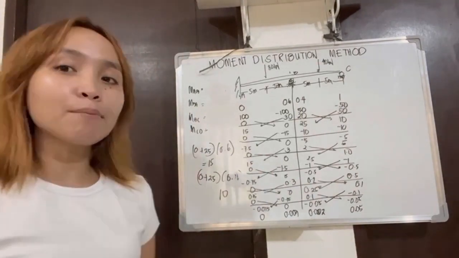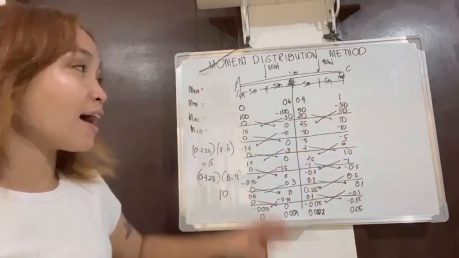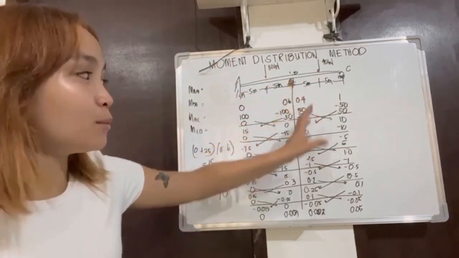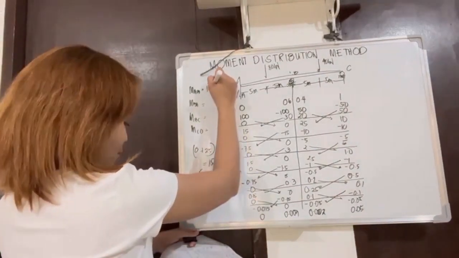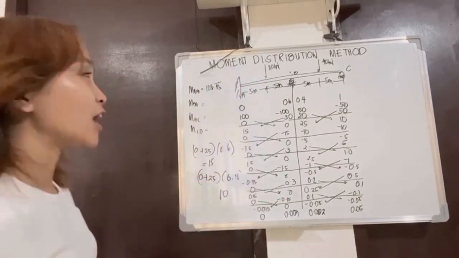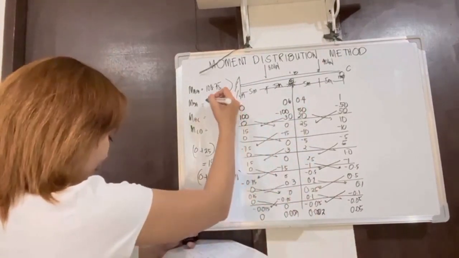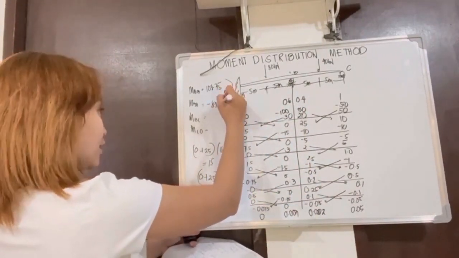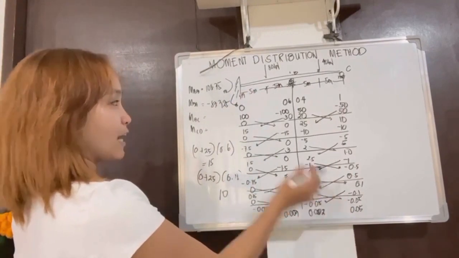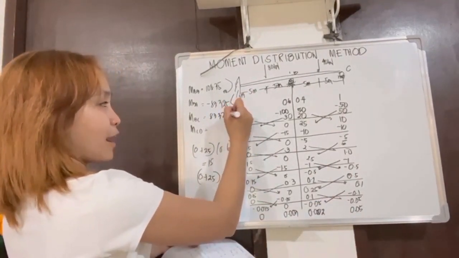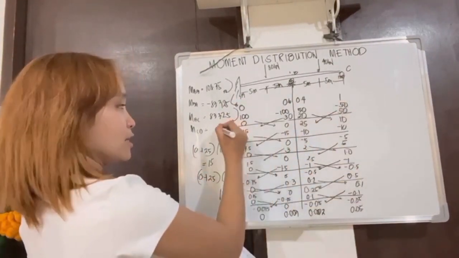So, to get the moment of AB, moment of BA, moment of BC, and CB, you just need to add this column, this column, this column, and this one. Then our answer here is 108.35, which is positive, so it means clockwise. This one, if you add it, we come up with a value of negative 83.325. Since it is negative, it means counterclockwise. Here we came up with a value of 83.325, which is positive, so clockwise. And here we came up with 0.